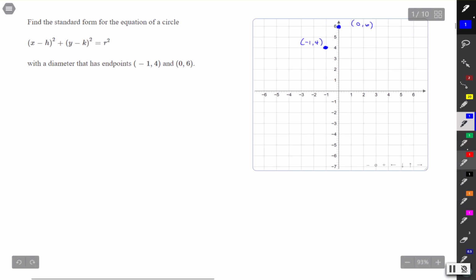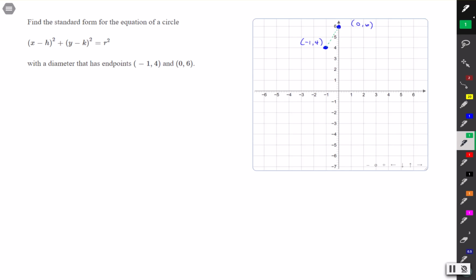So these are the endpoints of the diameter, which is the line that passes entirely from one side of the circle to the other, passing through the center of the circle. So I'm going to draw in the center of the circle here. Now, I can estimate where that center is, but it's good for us to solve for it algebraically just to make sure it's the correct point.